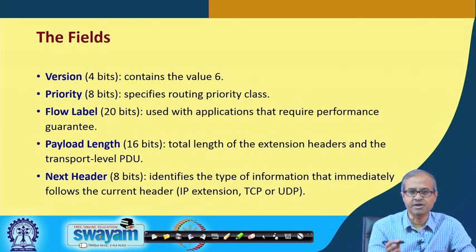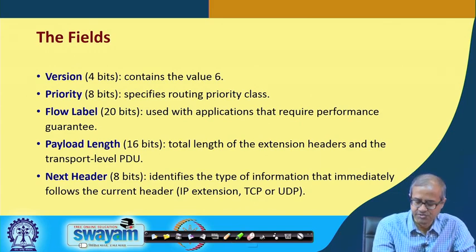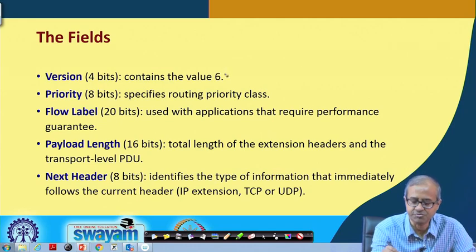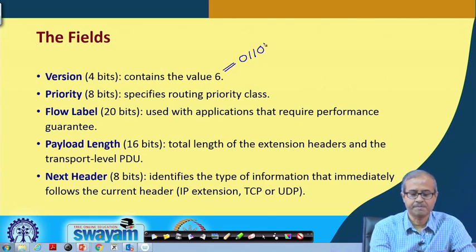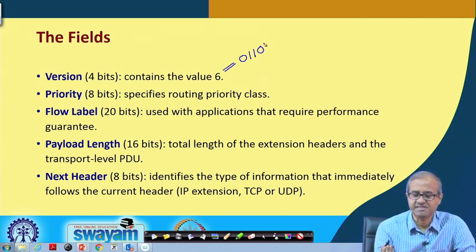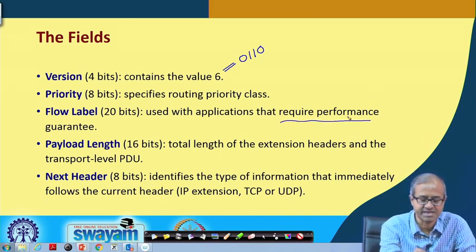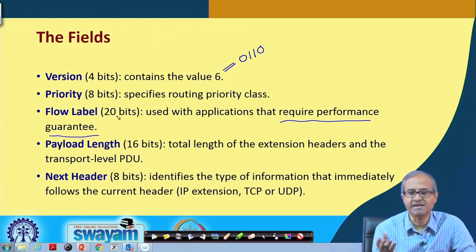Now, talking about the fields I have already mentioned, let me go through this quickly. This version I told you about, this is a 4-bit field. IP version 6, it will contain the value 6, which in binary is 0 1 1 0. Priority specifies the routing priority class. Higher priority packets will be handled faster by the routers. Flow level, this is particularly used for real time application, where there are applications that require performance guarantee. So, flow level contain relevant information.